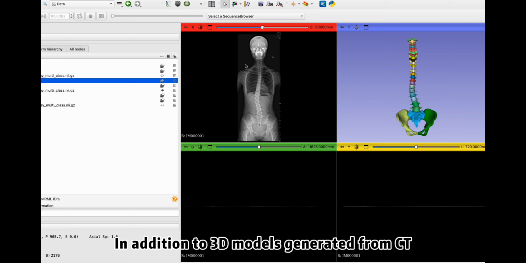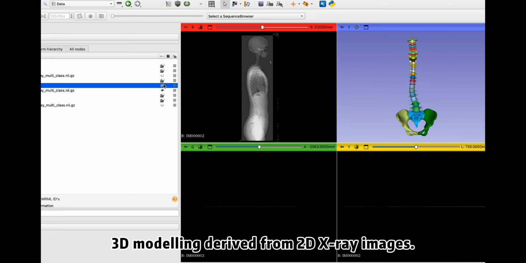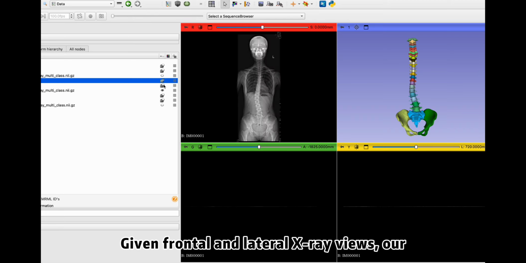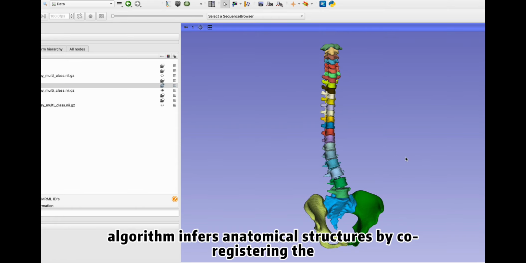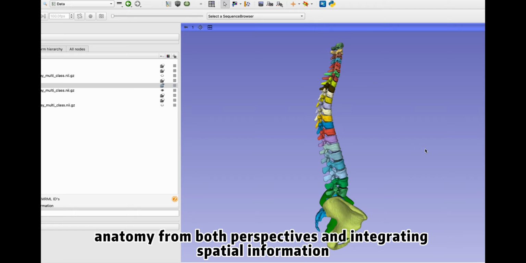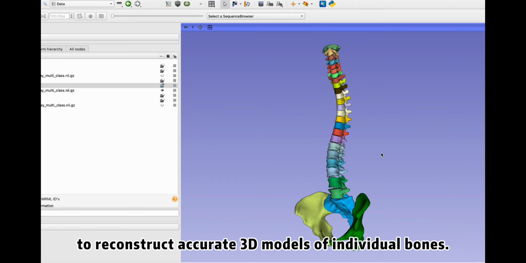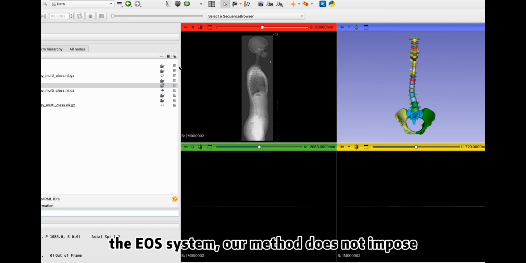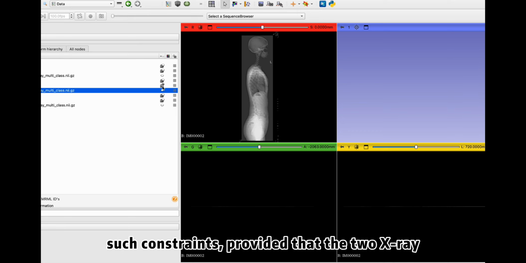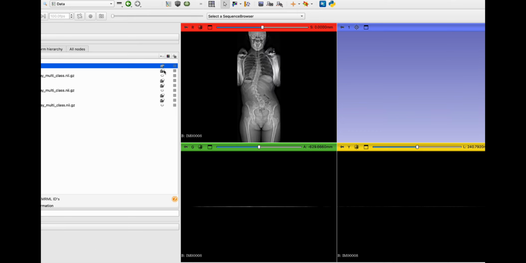In addition to 3D models generated from CT images, we offer high-precision spine and pelvis 3D modeling derived from 2D X-ray images. Given frontal and lateral X-ray views, our algorithm infers anatomical structures by co-registering the anatomy from both perspectives and integrating spatial information to reconstruct accurate 3D models of individual bones. Unlike systems that require synchronized imaging, for example, the EOS system, our method does not impose such constraints, provided that the two X-ray images are captured within a short time interval.